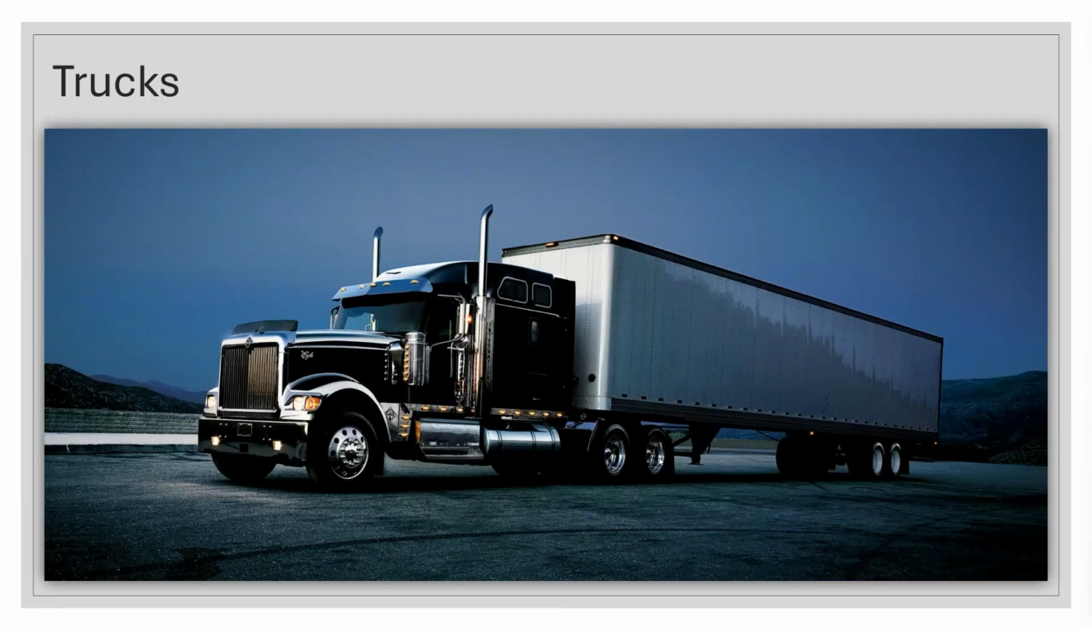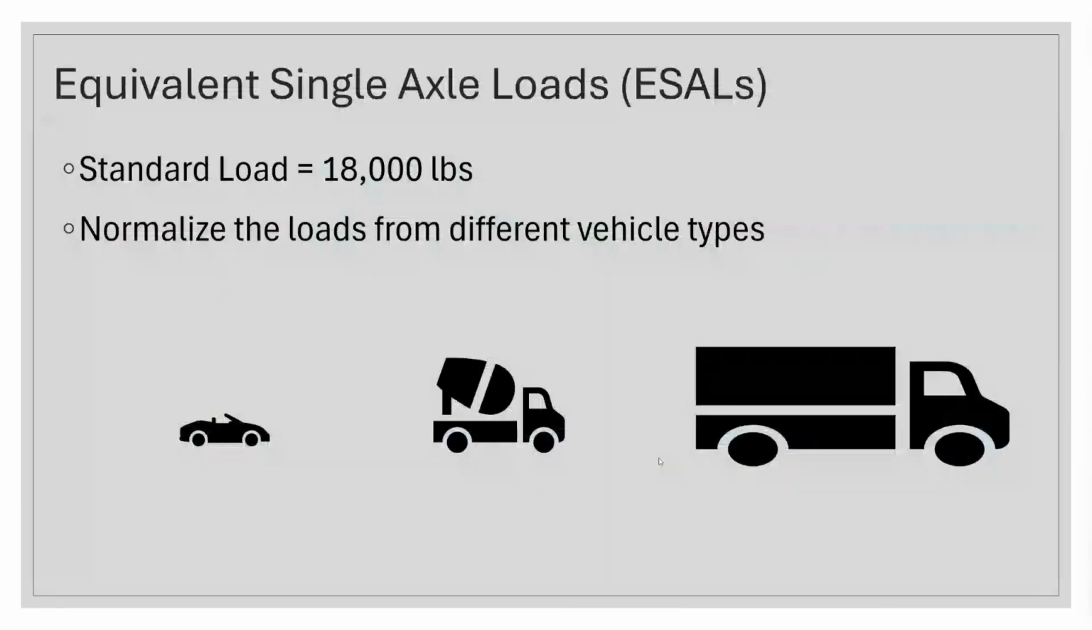So one of our goals is to take those traffic counts and then convert that into some sort of normalized standard load. And that is called an ESAL, or an equivalent single axle load. So we're going to take that standard load and call it 18,000 pounds, and then try to figure out, for the different types of vehicles, what is the load that's actually being placed? And we'll break that down by axle.